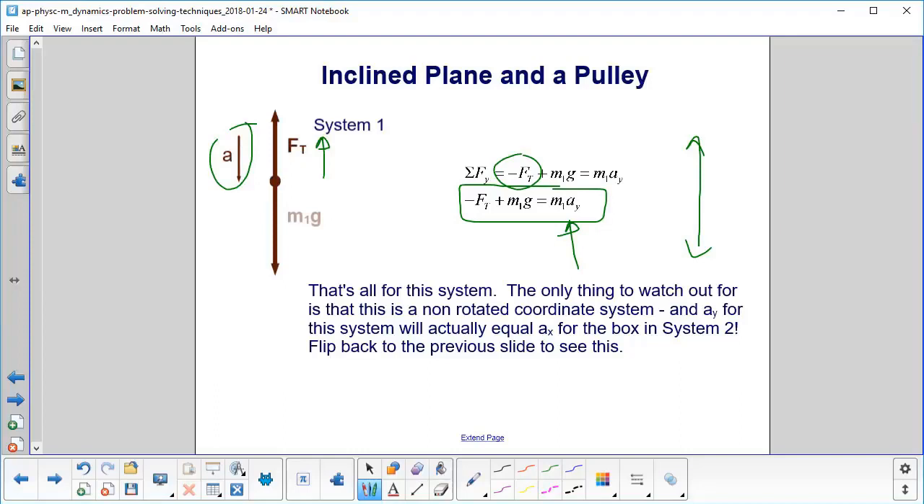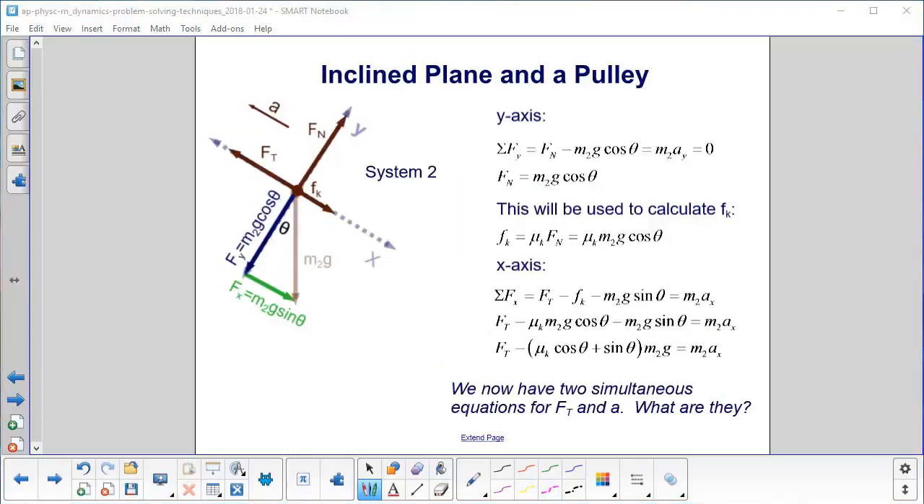Now the only thing to watch out for here is that this is a non-rotated coordinate system, so y is in the up and down direction. However, when we do the incline, here's our incline which we're going to get to, this direction is the x direction. So what are we going to say? Well, we have ay due to block 1, that's going to equal a sub x for this guy moving up the incline on its rotated x direction.